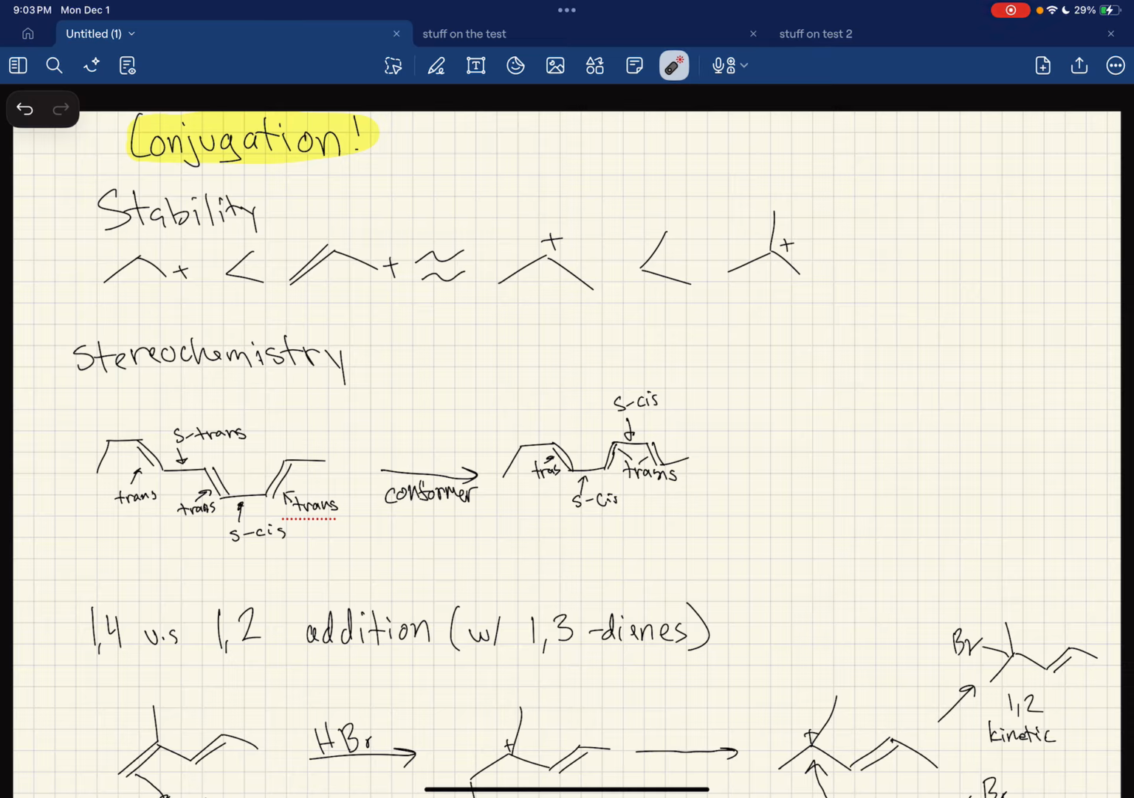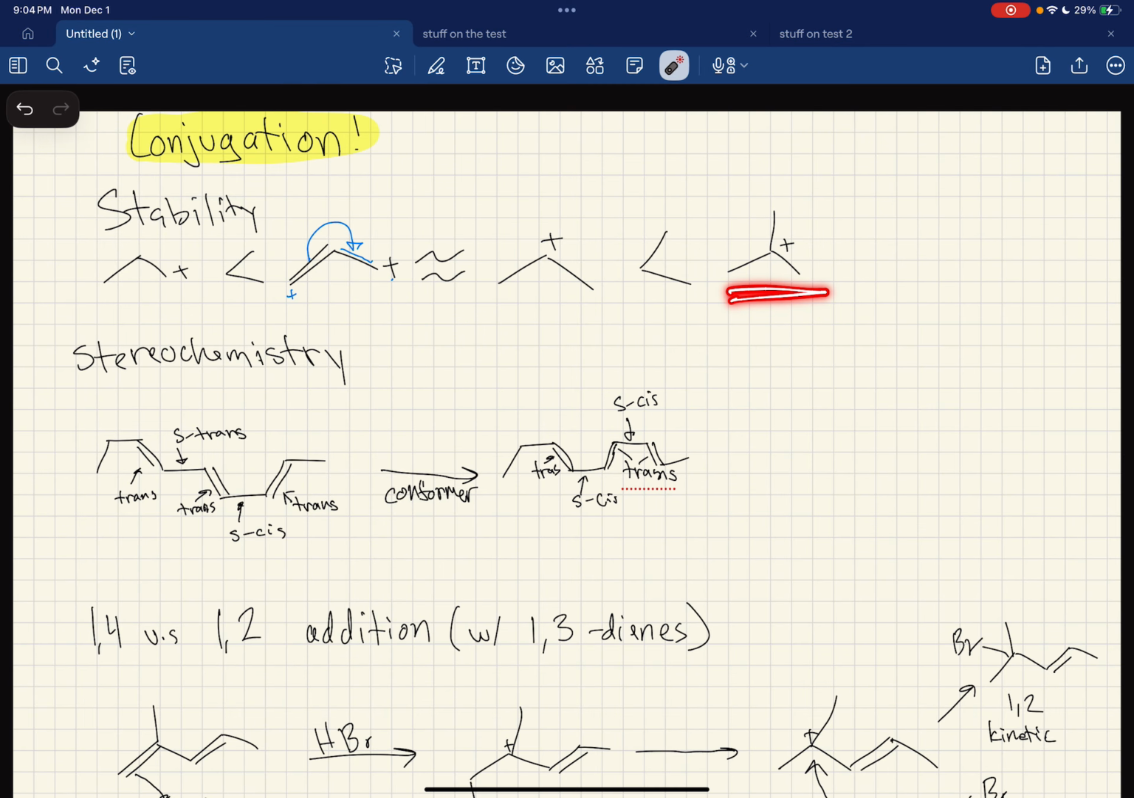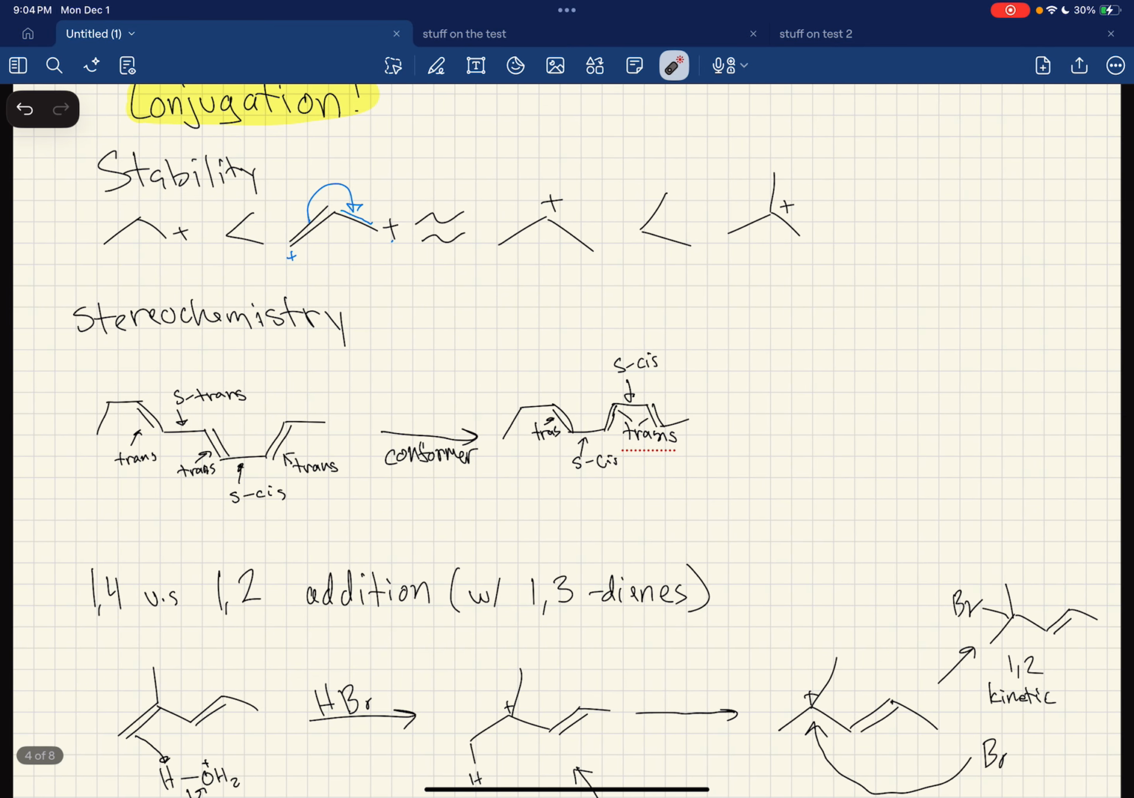All right, so now we're back to the stability. As you know, primary carbocation is the least stable. And then the allylic carbocation is actually going to be, this is still a primary carbocation, but it's going to be about equal to a secondary carbocation stability, and that's because there is this resonance right here. You could have that plus right there and the double bond right there. Cool. And then that is still less stable than a tertiary carbocation.